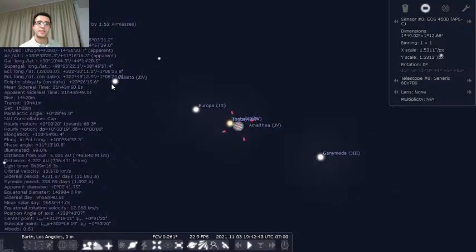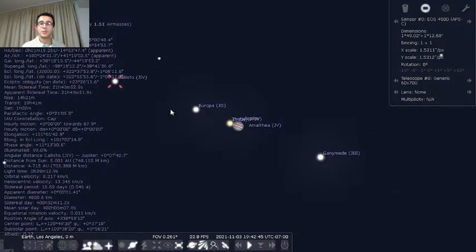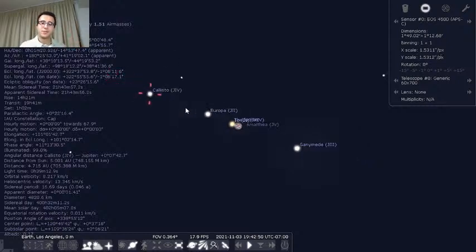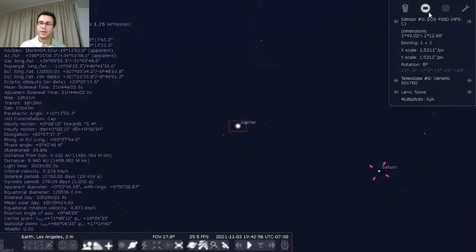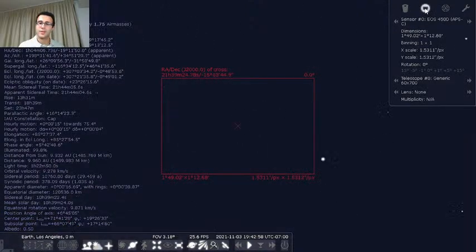And then here is Callisto over here. So that is the moon I showed earlier with all those craters on it. Now let's zoom back out. We can go ahead and take a look at Saturn over here. And again, if we click on this, it will take you straight to it.